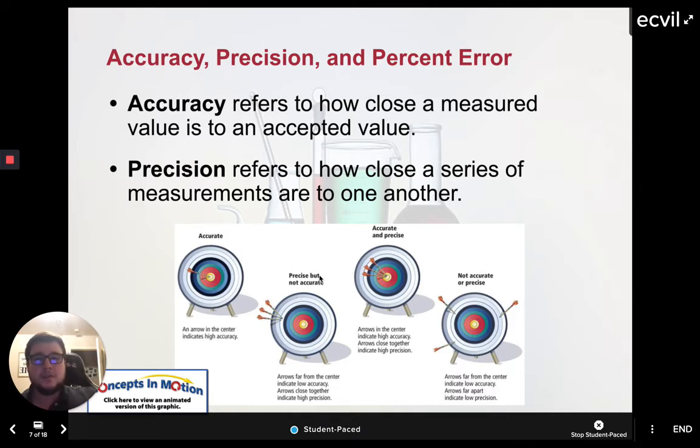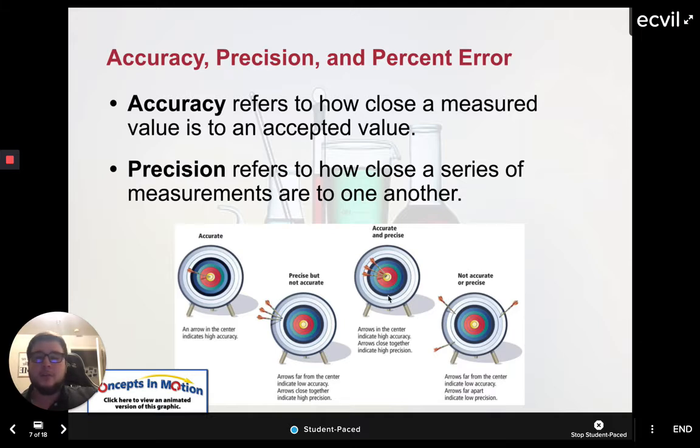Okay, on the second one, notice all three of my darts are in kind of the same spot, so you can say that those are very precise because all of my darts are close together. But look how far away from the bullseye I am. Not accurate. So something can be precise but not accurate, and this is what that looks like.